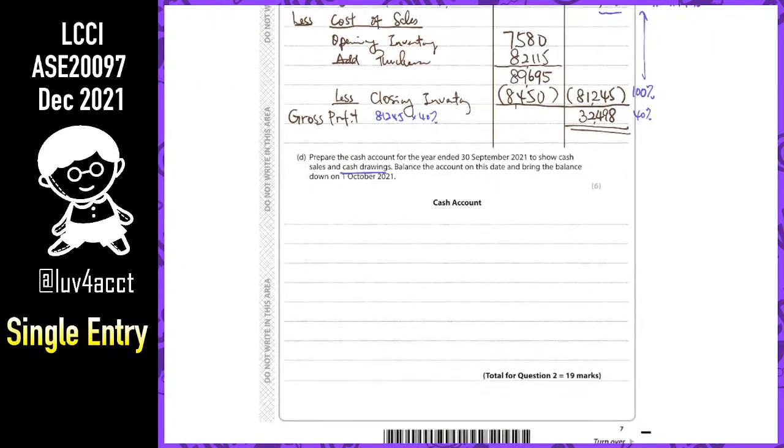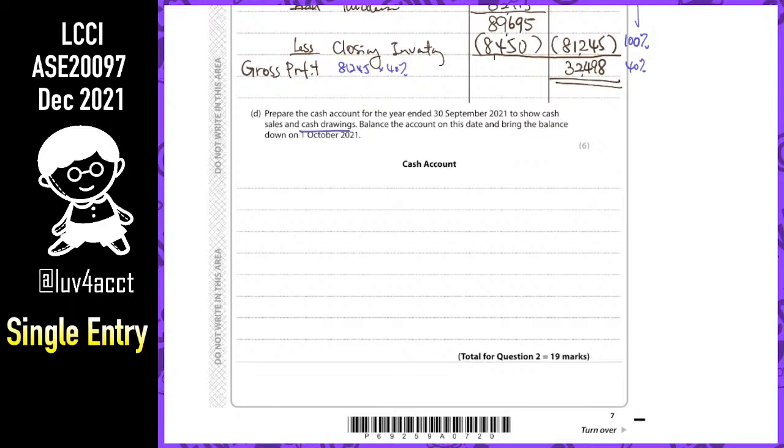Okay, so next part. Prepare the cash account for this year to show the cash sales and cash drawings. We have opening and closing balance, receipts from cash sales, cash sales banked, expenses paid through cash, payment to trade payable through cash, and then cash drawings. Everything is given to us by now. At least we know the items, and we have to put the figures there.